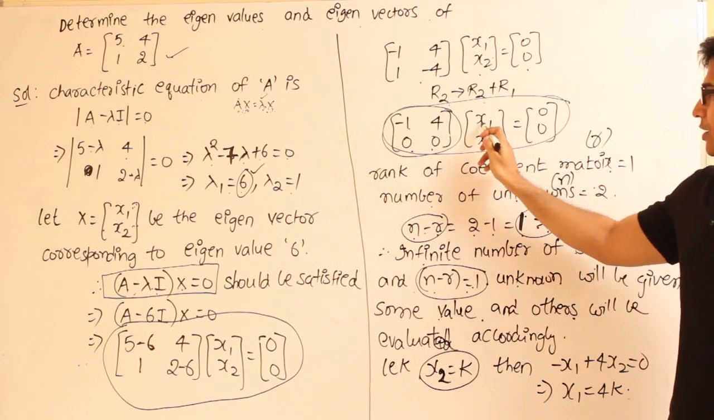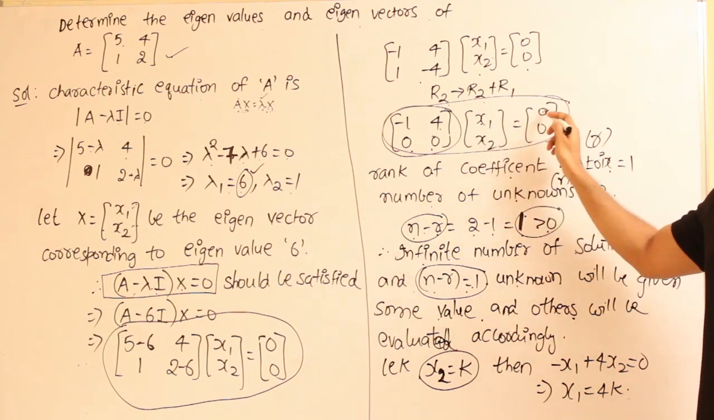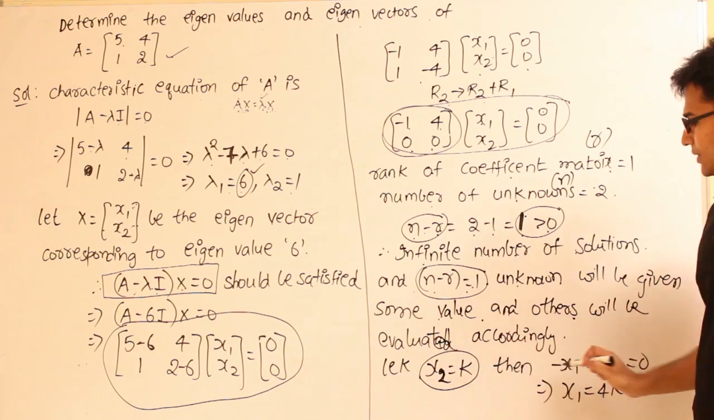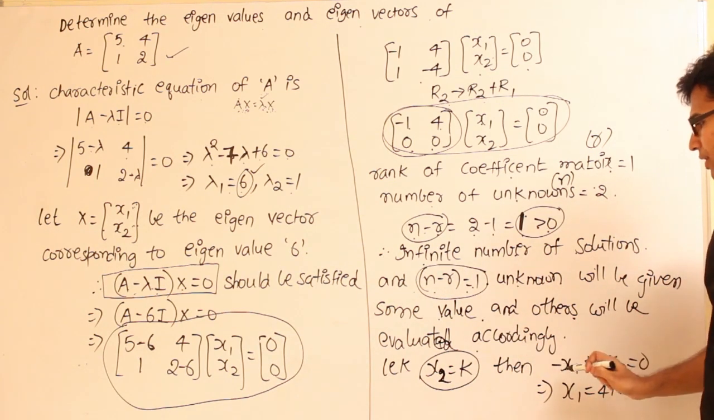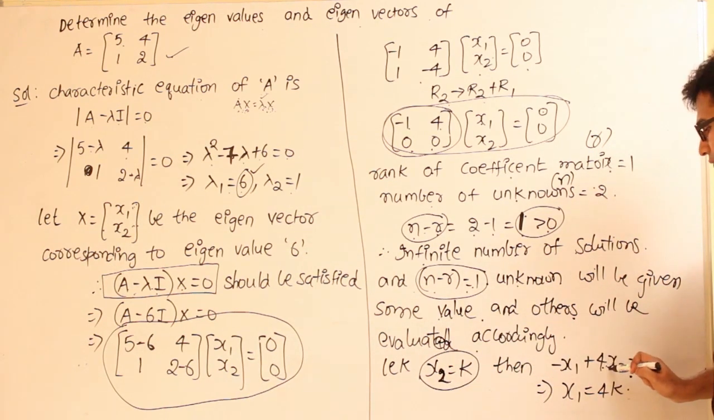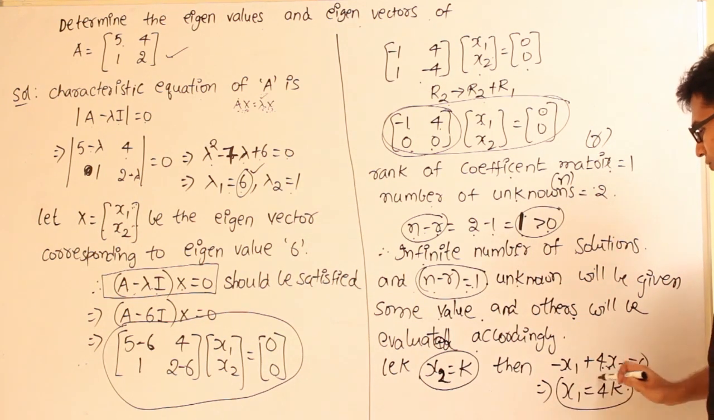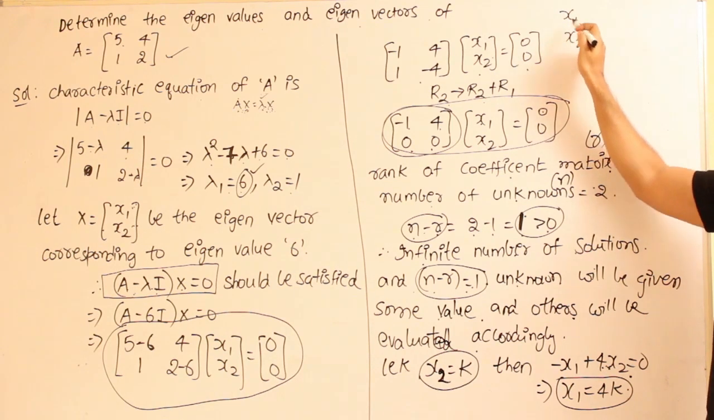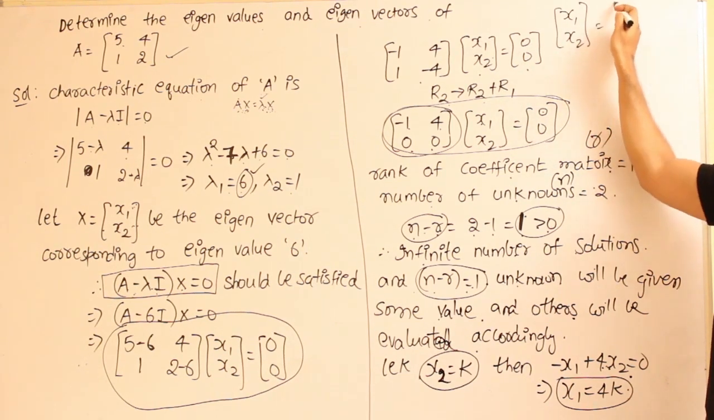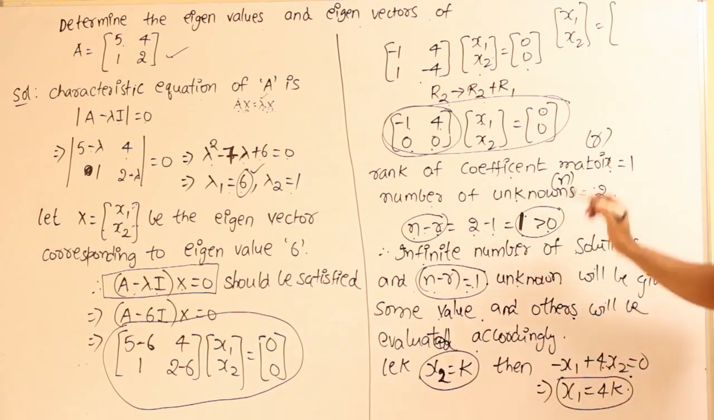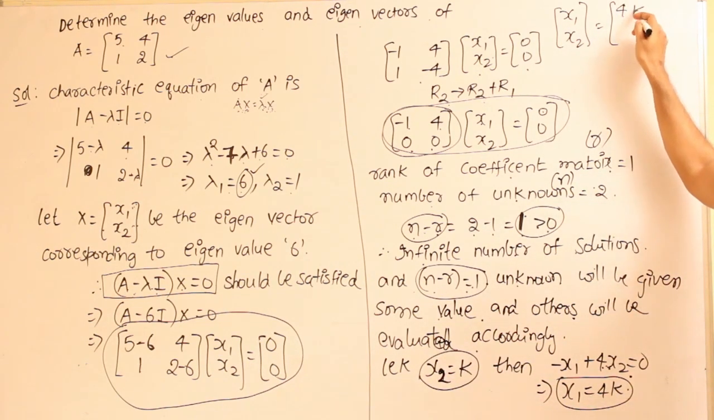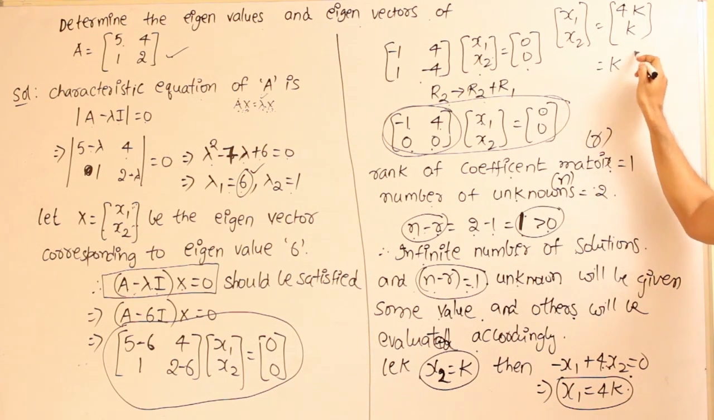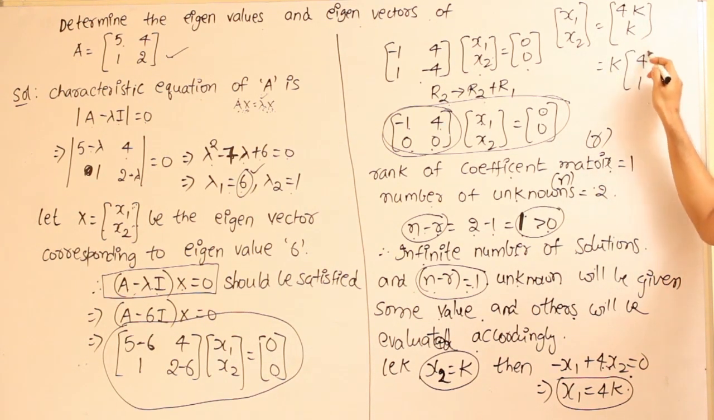What is the equation? Minus x1 plus 4x2 equal to 0. Now in this equation, if you substitute x2 equal to k, then we get x1 equal to 4k. So what did we get? x1 is 4k and x2 is k. Now you can pull out k, then what will be remaining? 4, 1, right?